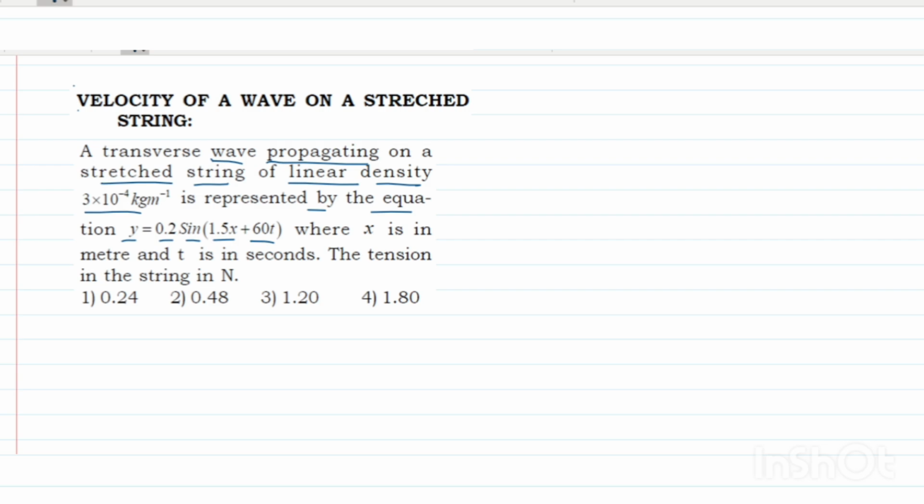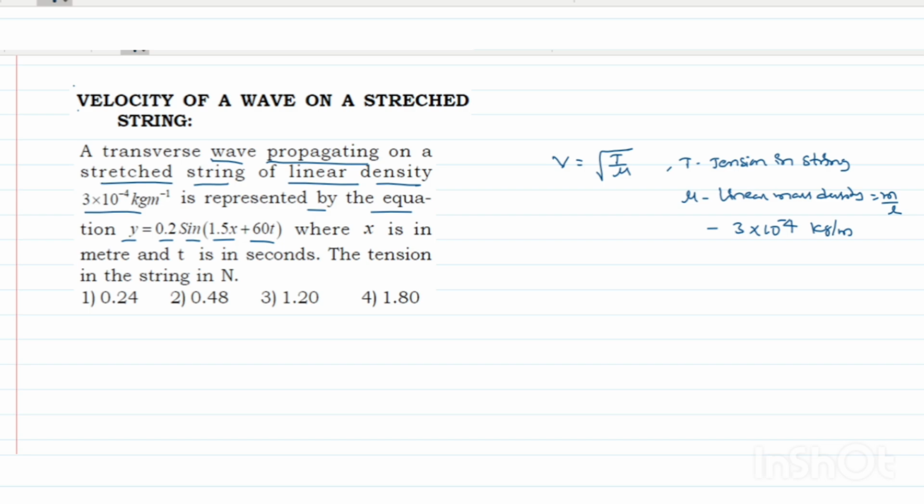So the velocity of the transverse wave, the formula will be v equals root over T by mu. T is nothing but the tension in the string, and mu is the linear mass density. Here this value is given: 3 into 10 power minus 4 kg per meter. It's the mass per unit length.